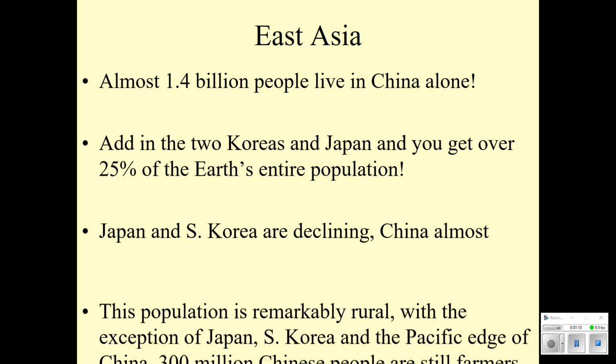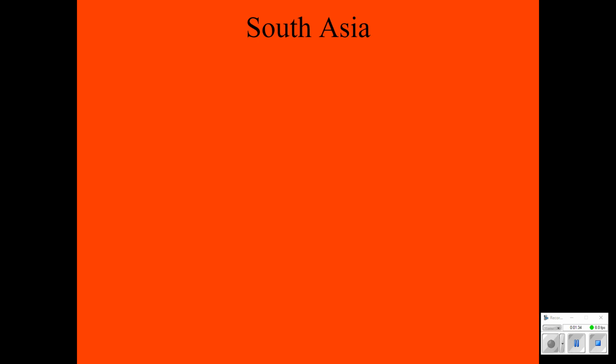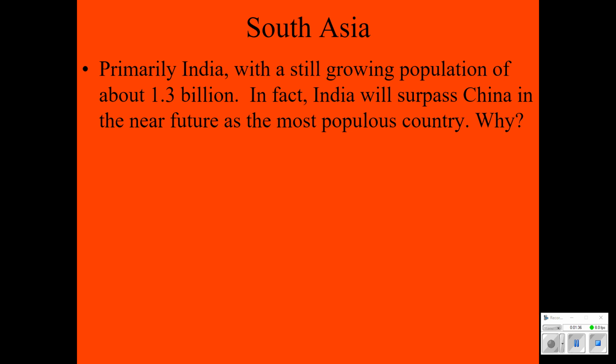This population, with the exception of Japan and South Korea, is still remarkably rural. Most Chinese people live in rural villages or small towns. There are massive mega big cities in China, Shanghai, Beijing, Chongqing, really big populations, but most people in China are still rural farmers. Another huge population concentration in the world, South Asia.